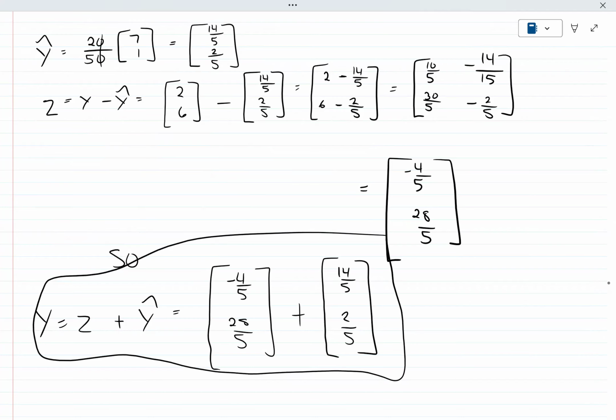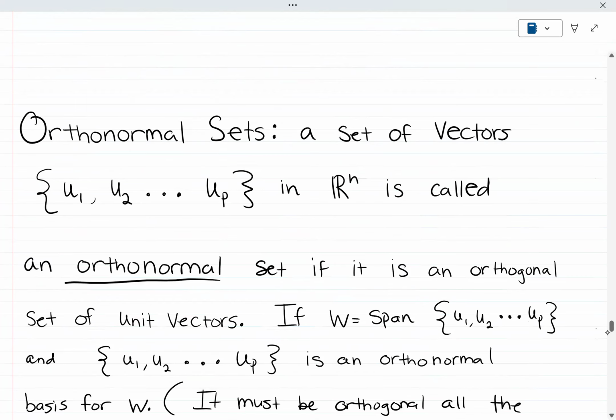Let's go over one more theorem or a few more theorems and then one last example. Okay, so the next one is orthogonal sets. So let's quickly talk about that. So not orthogonal, orthonormal sets. That's what I meant. Orthonormal sets: a set of vectors U1, U2, and UP in Rn is called an orthonormal set if it is an orthogonal set of unit vectors.